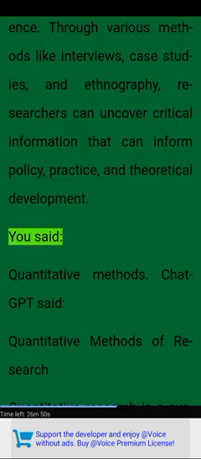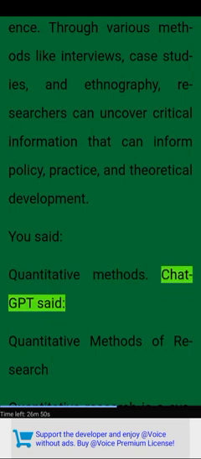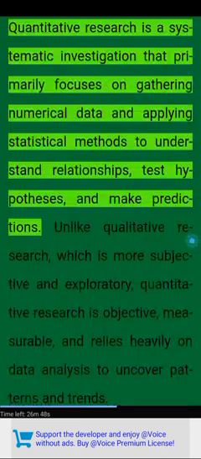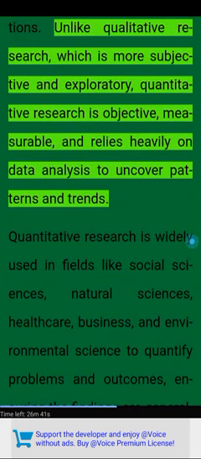Quantitative methods. Quantitative methods of research. Quantitative research is a systematic investigation that primarily focuses on gathering numerical data and applying statistical methods to understand relationships, test hypotheses, and make predictions. Unlike qualitative research, which is more subjective and exploratory, quantitative research is objective, measurable, and relies heavily on data analysis to uncover patterns and trends.